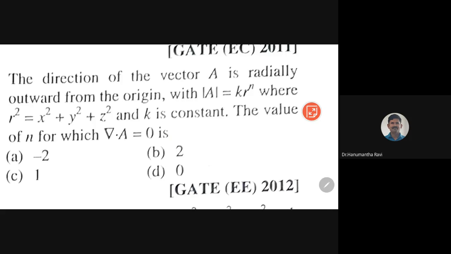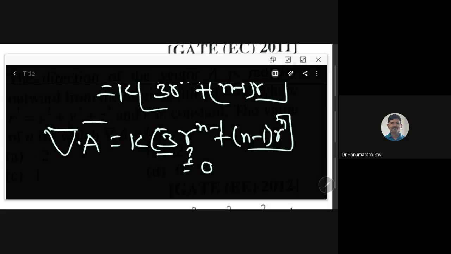So can n be equal to, say for example, 0? We will see. If your n is 0, you have 3r power minus 1 minus n. No, so 0 is not the choice. If it is 1, you have 3 into r power 0, which is 1. No, it is also not equal to 0. If it is 2, 3r, but on the other hand you have r square, that is also not equal to 0, minus 2. So what will be the answer here?